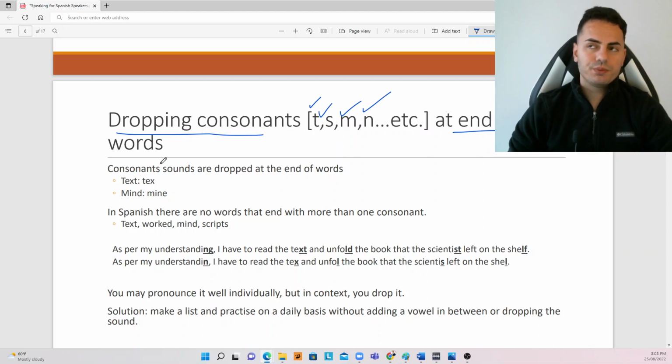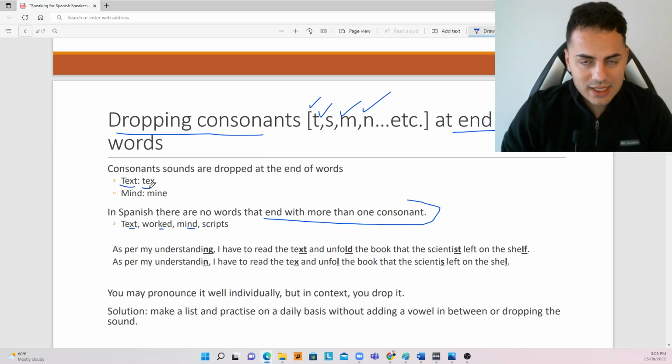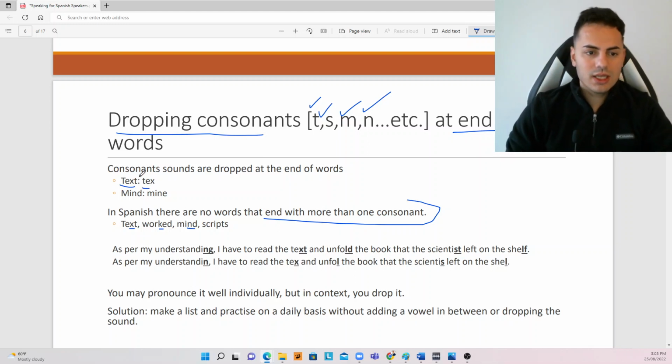Why? Because in the Spanish language, it is very unlikely to have a word ending with a consonant cluster with more than one consonant. You can't find a word ending with XT, very unlikely, or ND, or the sound K, D, okay? So if we are talking about the word text, too many Spanish speakers could say it as tex, so they drop the T. Where's the T? The T is gone.